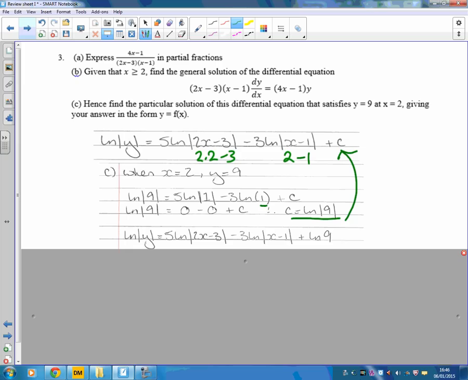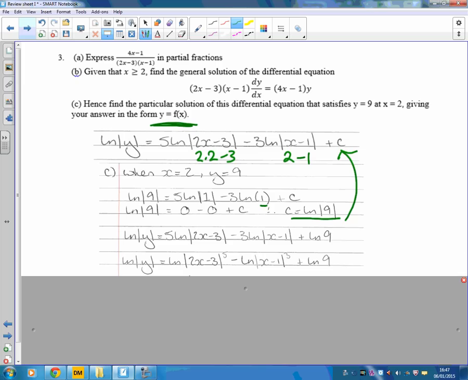We've got this. Now we can't actually stop there because in the question it says we need to rearrange it in the form y equals. So now we really will have to do some log laws. So starting with the 5 then, using the log law where you can pop that up as a power, it ends up ln of 2x minus 3 to the power 5. Then taking the 3 up as a power, that gives me x minus 1 cubed there, and still ln 9.